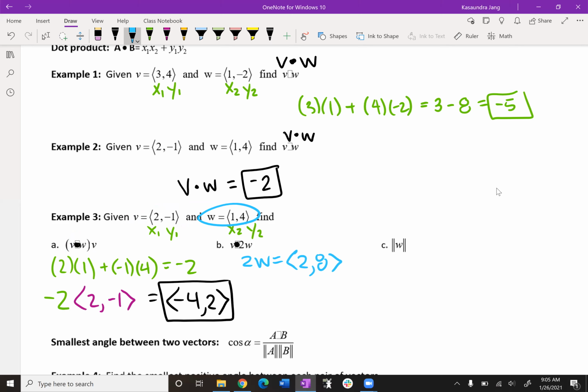So if I use these guys, here's my v, here's my 2w vector. Let's do a dot product with these guys. That's where I do my x's multiplied together plus the y's multiplied together. So I'm going to do 2 times 2, so 4, plus my y's, -1 times 8, which is -8. So for this one, the overall dot product, an overall constant, is -4.